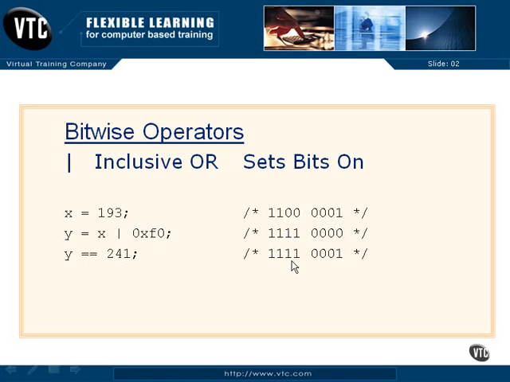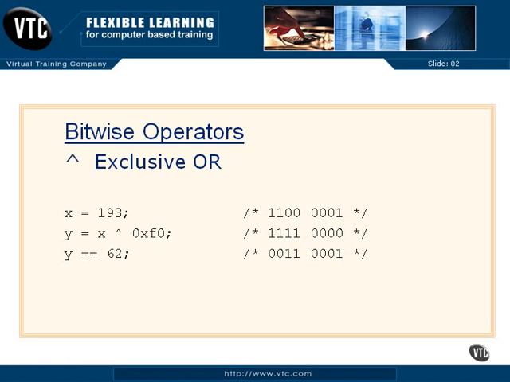This is the exclusive OR operator from our bitwise operators set, and it's the caret, the up arrow there. And exclusive OR means one or the other, but not both. So here if we have our 193, that's the binary value for that. Y is equal to X, exclusive ORed, or XORed they call it, with F0, that's our pattern. All ones there, zeros there.